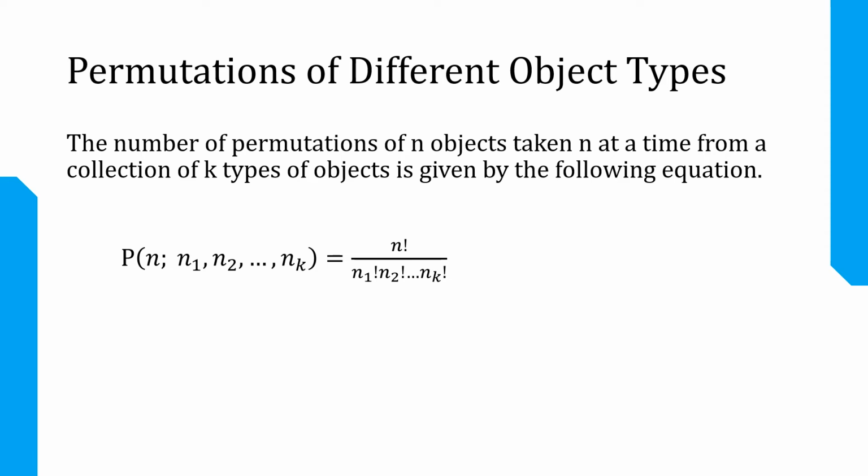So let's get into permutations of different object types. Suppose n1 objects of one type, such as color, size, shape, etc., are combined with another n sub 2 objects from another type, and so on, such as n3, until you get up to k types. The collection of n, which is equal to n1 plus n2, etc., all the way up to nk objects, forms a population from which arrangements of n items can be formed. The number of permutations of n objects taken n at a time from a collection of k types can be shown in this equation.